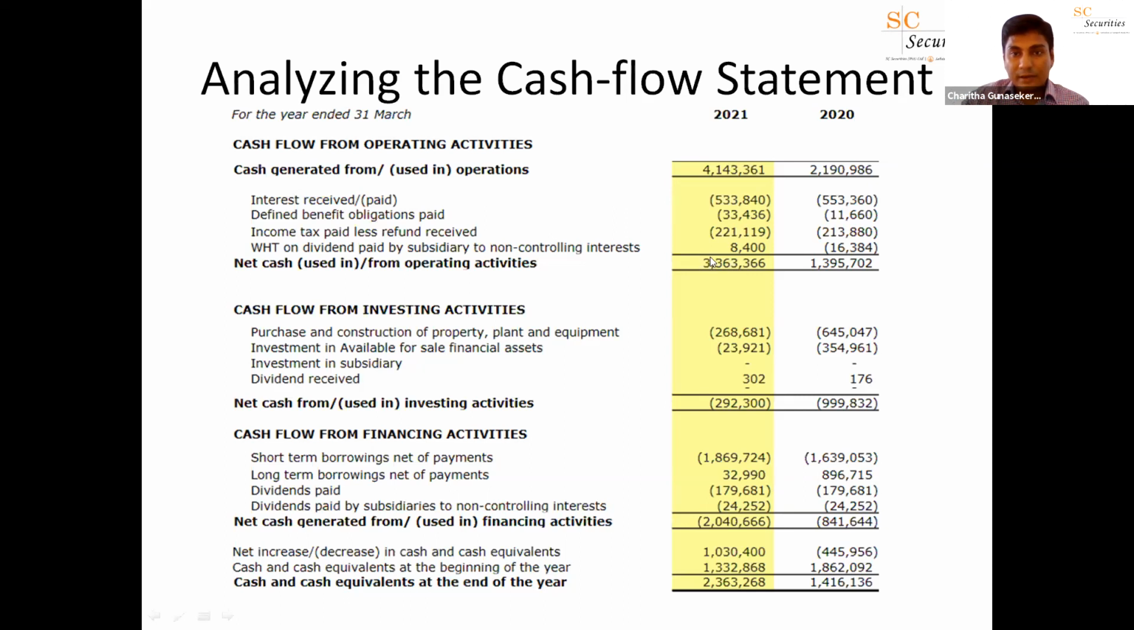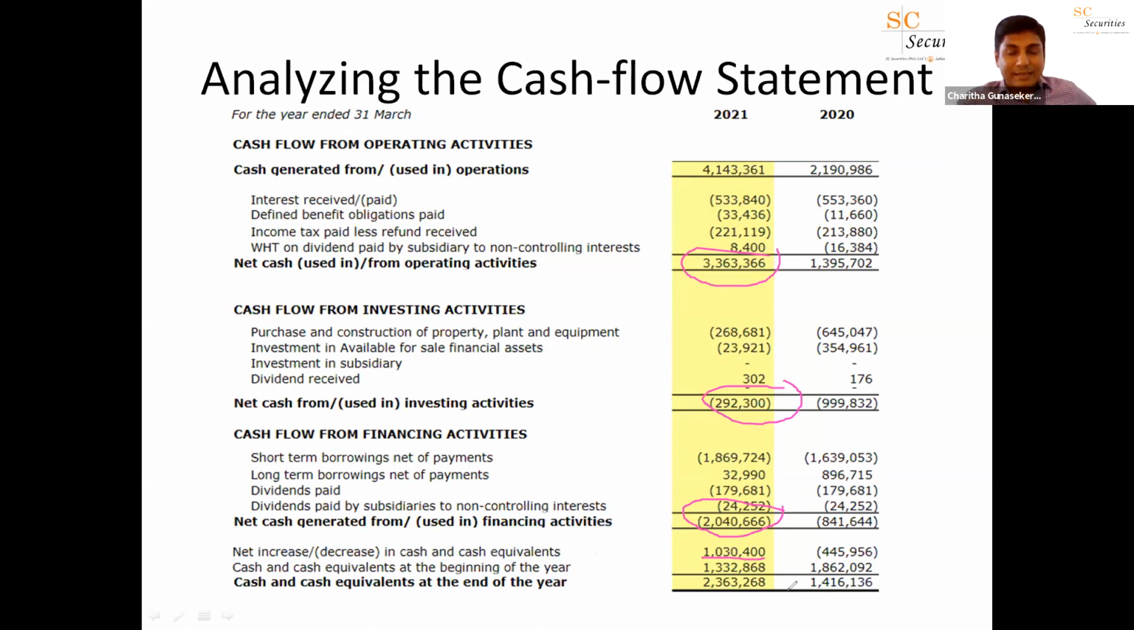So they made 3.3 billion from their operations. They spent 292 million on their investments, and they have spent 2 billion on their financing activities by settling their loans. So this is the inflow, this is the outflow, and this is the outflow. So this is an inflow of 3.3 billion. Here it's an outflow on investments, and here it is an outflow on financing activities. So when you net them off, the company has generated approximately 1 billion of cash this year.